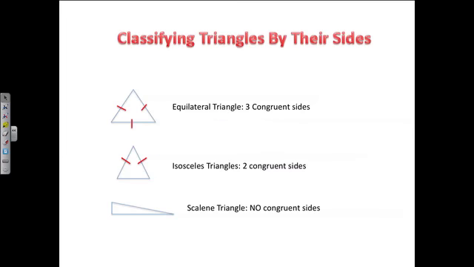First up, we have classifying triangles by their sides. First, we have an equilateral triangle with 3 congruent sides. Next, we have an isosceles triangle with 2 congruent sides. Lastly, we have a scalene triangle with no congruent sides.